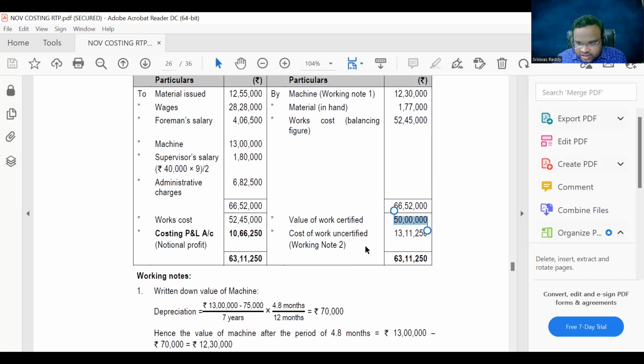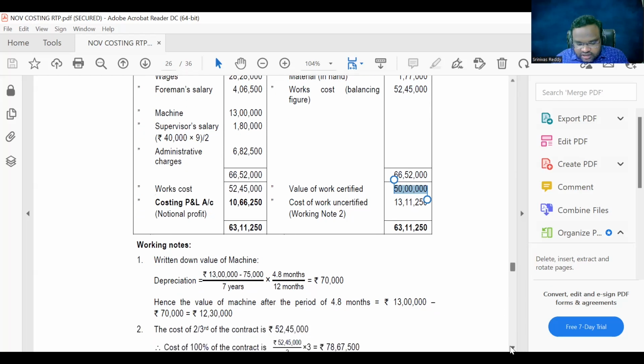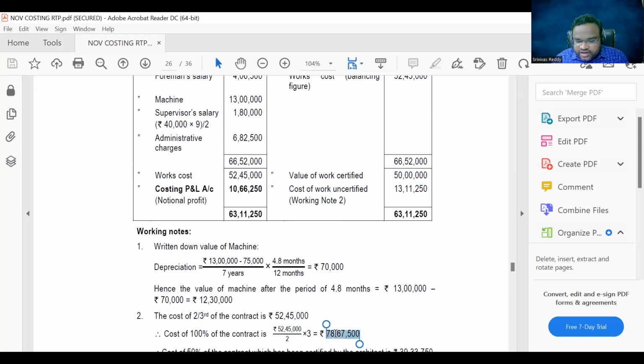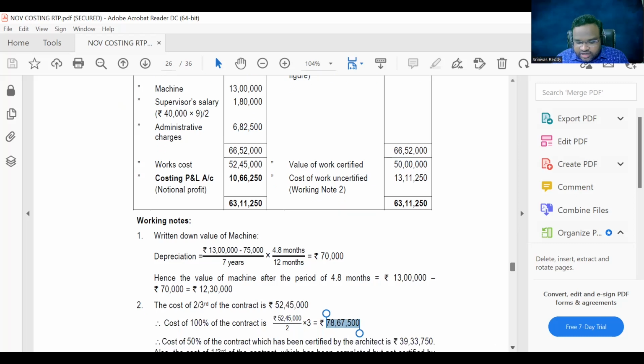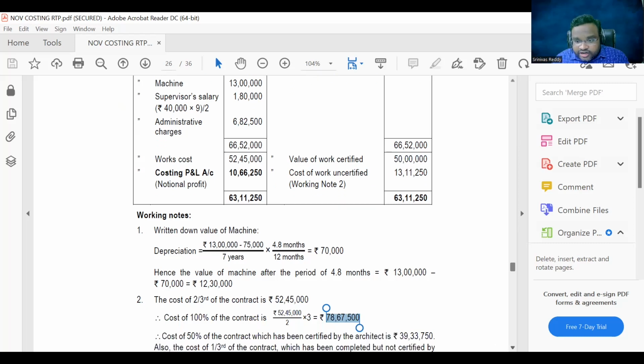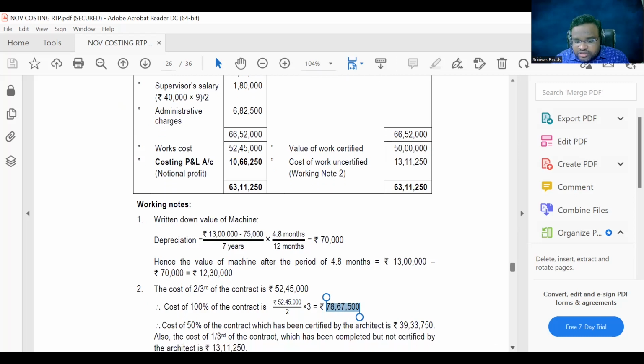Okay. Now 52,45,000 is covering how much amount? Two-third of the contract. What if 100% is completed? Instead of 2 by 3, we'll go with 3 by 2 into 3 by 2. How much amount? So 78 lakh 67,500, that is 100% of the contract. 50% of the contract has been certified. So that 78 lakh 67,500 into 50%, how much amount? 39 lakh 33,750.